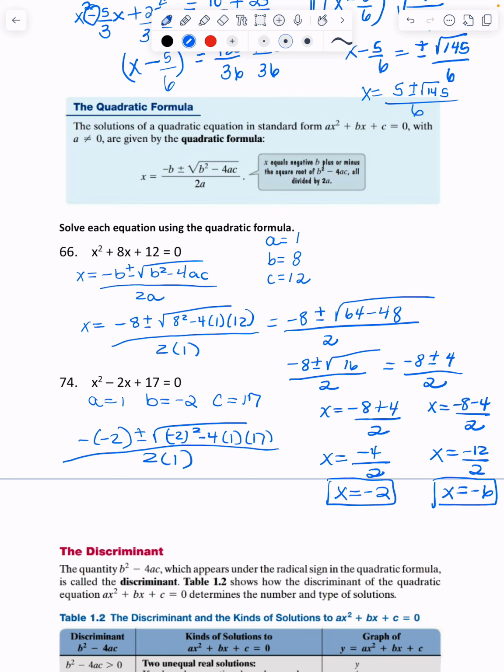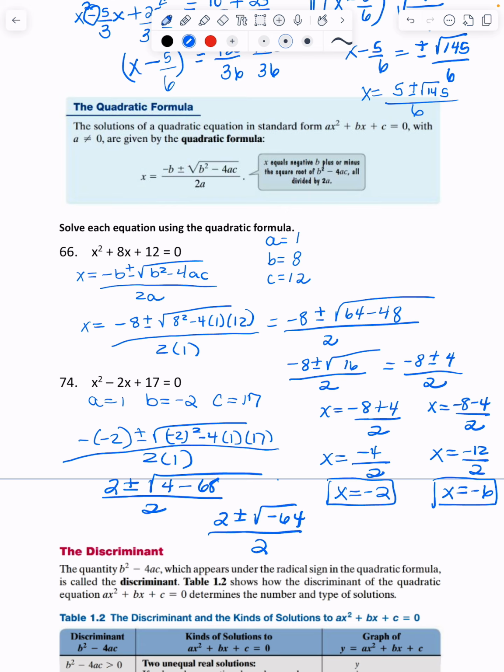So negative negative 2, negative times negative gives me positive 2, plus or minus the square root of 4 minus 4 times 1, or we can say negative 4 times 1 is negative 4. Negative 4 times 17 is negative 68. So we get 2 plus or minus the square root of negative 64 over 2.